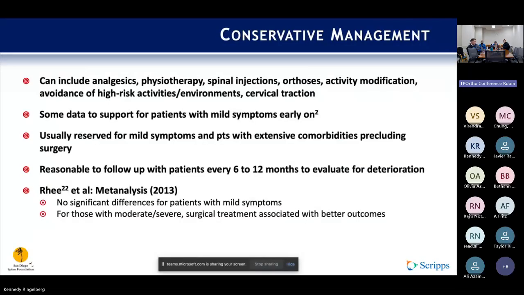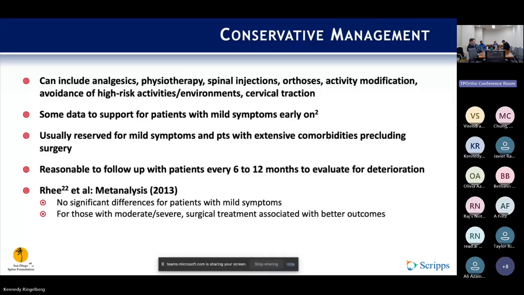So starting with conservative management for these patients, it's typically reserved for patients with either very mild symptoms, or patients who have not had symptoms for very long, or those who are very poor surgical candidates. If you do decide to pursue conservative measures initially, it's important that the patient understand the course of progression, and they should be well educated on the warning signs indicative of worsening function, and they should reach out to you if they have any concerns. It's reasonable to follow up these patients every 6 to 12 months to evaluate for deterioration.